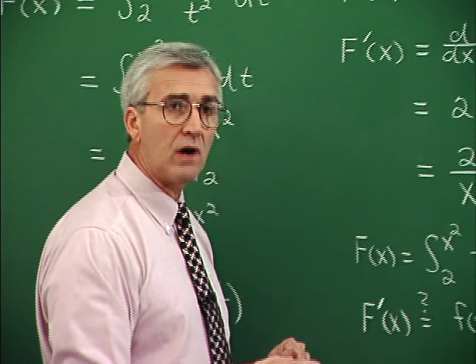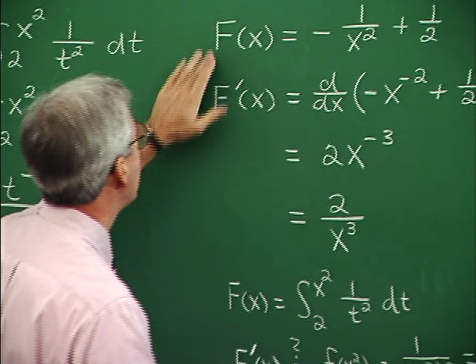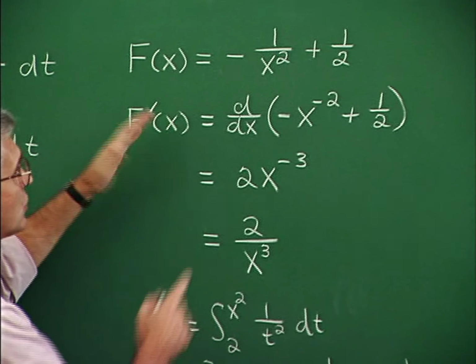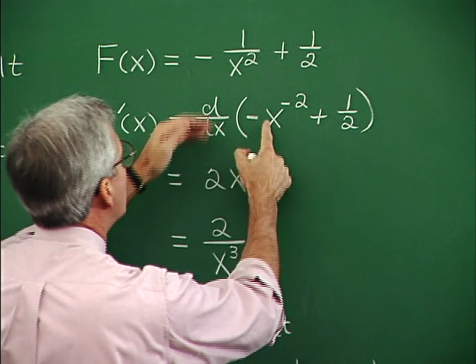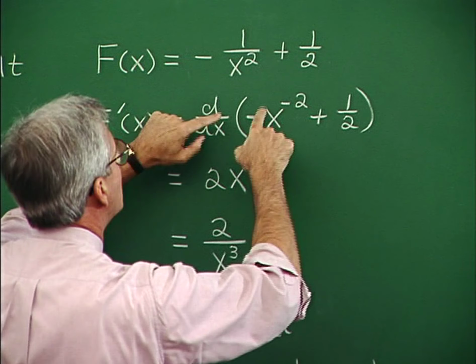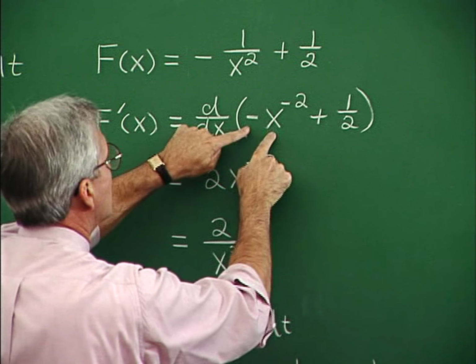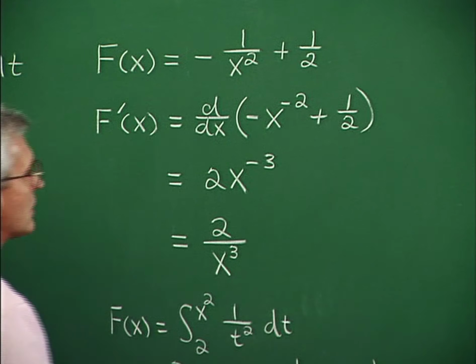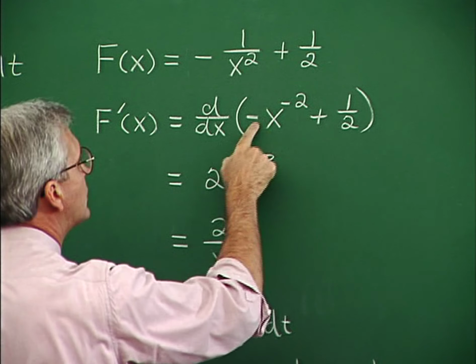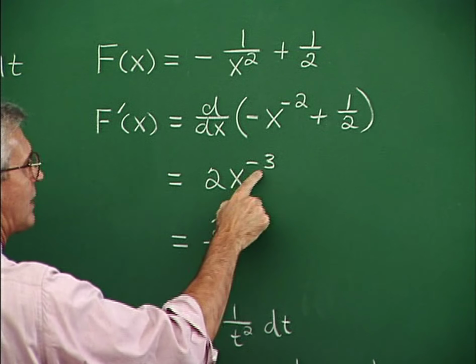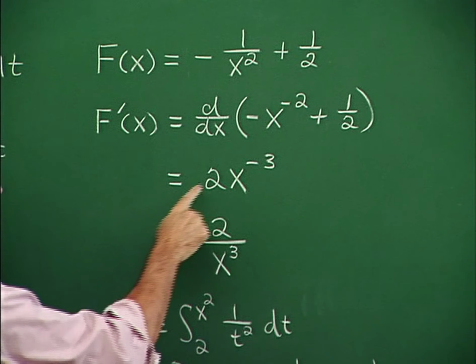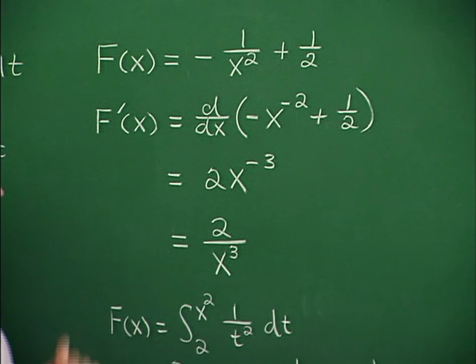And let's go through the process of examining what big F prime of x would be, the derivative of this. Let's see what turns out. Well, we're taking the derivative of this expression, and I'm just writing this as x to the negative 2 for convenience. And let's see, we would have negative 2 times negative 1, that's 2, and reduce this by 1, so we have x to the negative 3. So 2x to the negative 3, or 2 over x cubed.